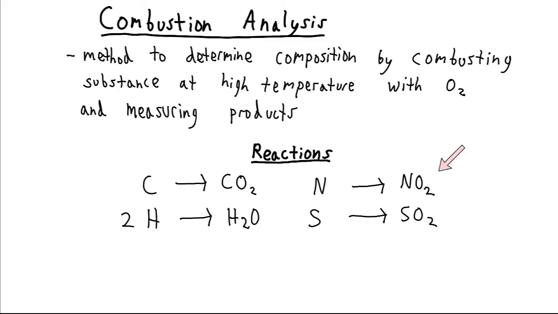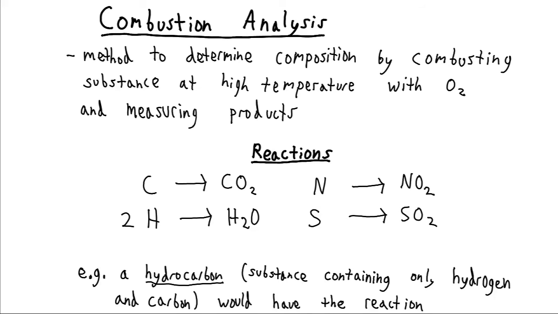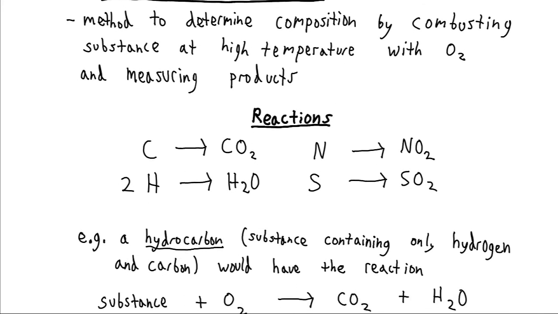And in many cases, it's very straightforward to measure these product gases, which makes it very straightforward to then know how much of these elements were in our sample. Now, this doesn't work for other elements, so we're going to need a sample that's only comprised of these 4 things at most, or some minor subset of them. One very important subset is what's called the hydrocarbons, substances containing only hydrogen and carbon, things like gasoline, other petroleum products.